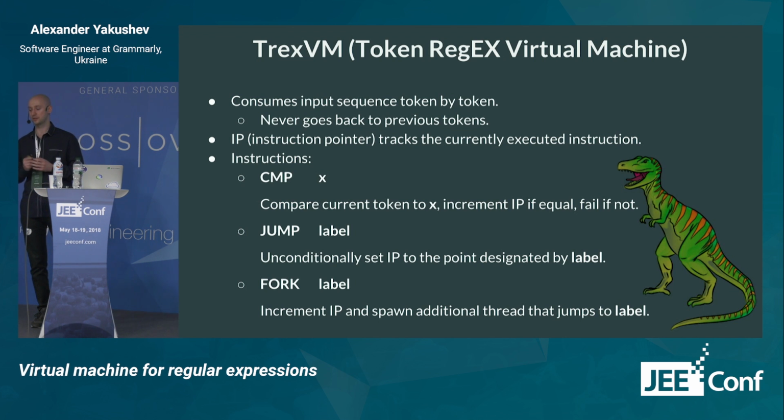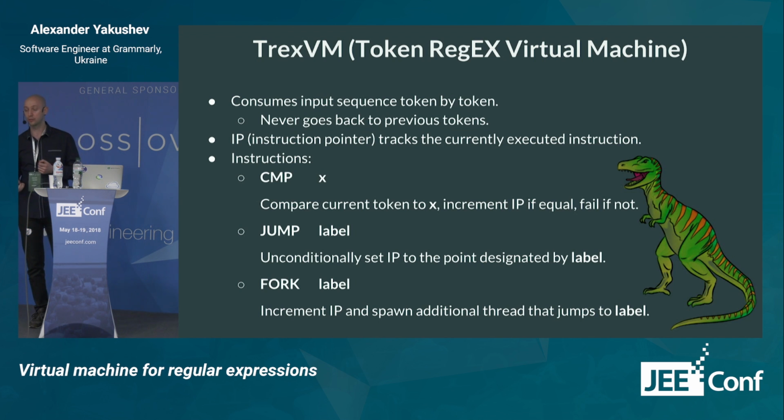And those bytecodes, the first one is compare. So you say compare and some predicate, or let's say some checker that will tell whether the current token matches or not. And if it does match, the instruction pointer is incremented, so we do the next instruction. If it does not match, this thread dies. There is the jump instruction, which takes a label, and this instruction modifies the instruction pointer so that the instruction under that label will be executed next.